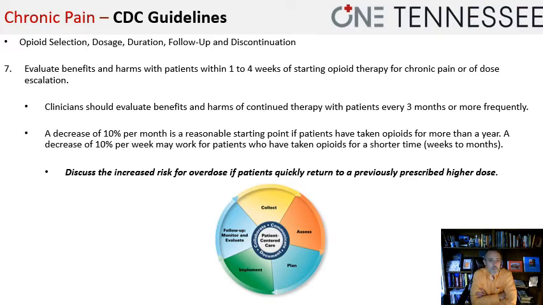If your patient isn't receiving benefit, or they haven't seen a 30% increase in function and pain, a decrease of 10% per month is a reasonable starting point to start tapering a patient off of an opioid product. A decrease of 10% per week may work for some patients who have taken opioids for a shorter time, weeks to months, but if they've been on it for a year, 10% per month is probably where you want to start. You also want to discuss the increased risk of overdose if patients quickly return to a previously prescribed higher dose. So remember, it takes a long time for that tolerance to form, but it goes away relatively quickly upon discontinuation.